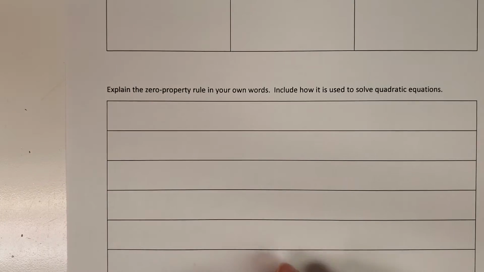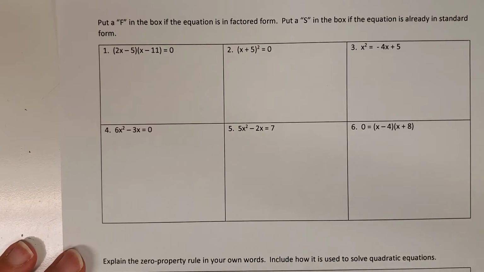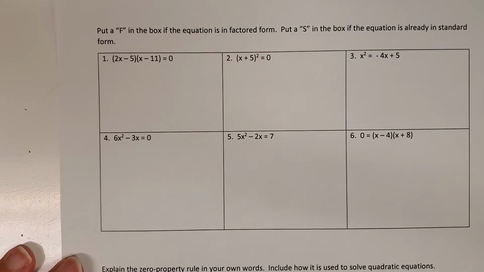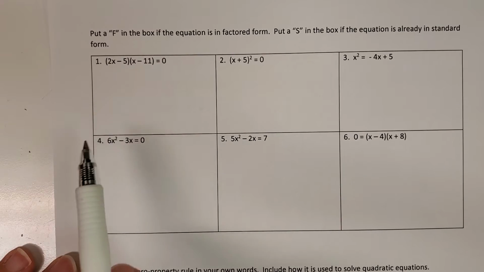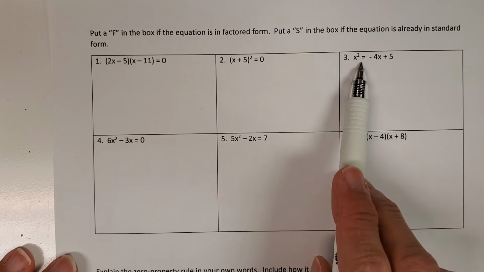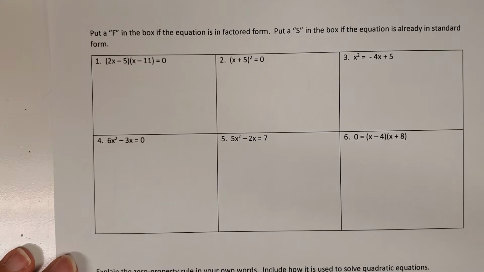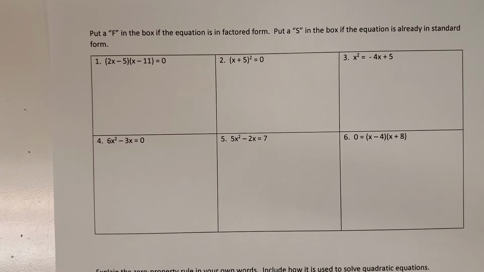Okay, so we're going to try some of that. All right, so the first thing I'm going to have you do is just tell me whether it's factored form or not. Notice that some of them are equal to 0, some of them are not, but what is factored form? That means it's already factored, two lovely little binomials multiplied together equals 0, or x on the outside multiplied by a binomial that equals 0. So you can pause and do that.